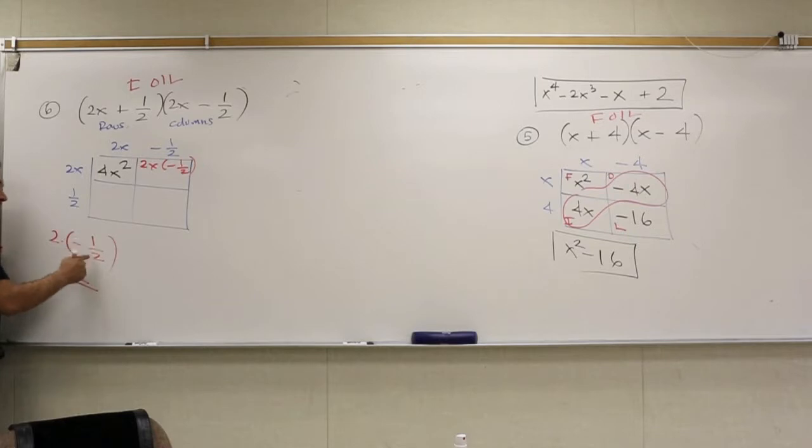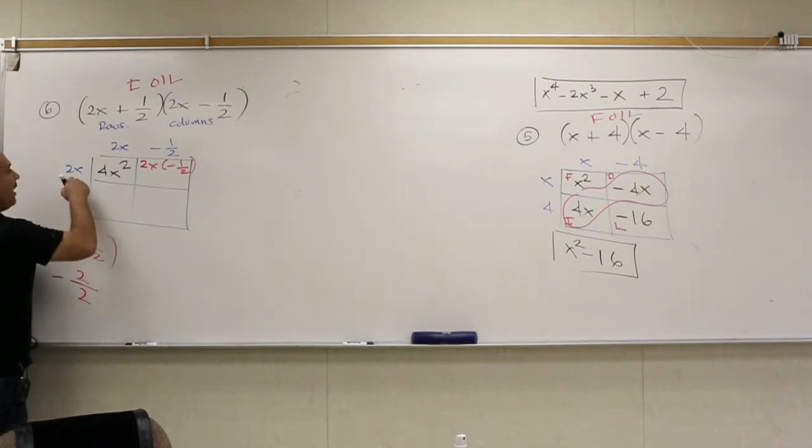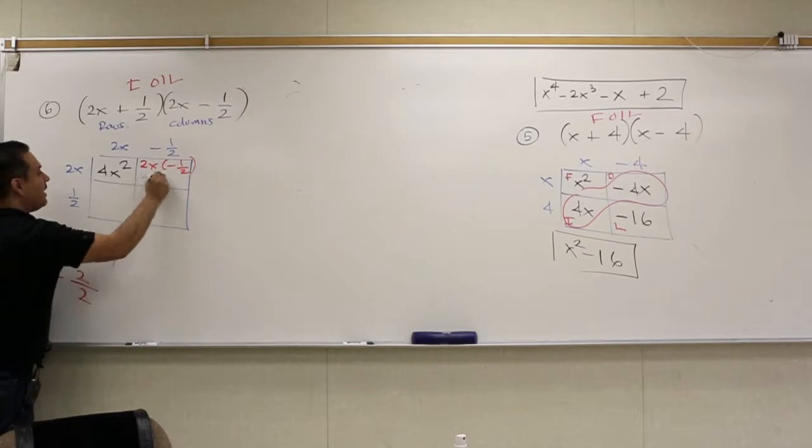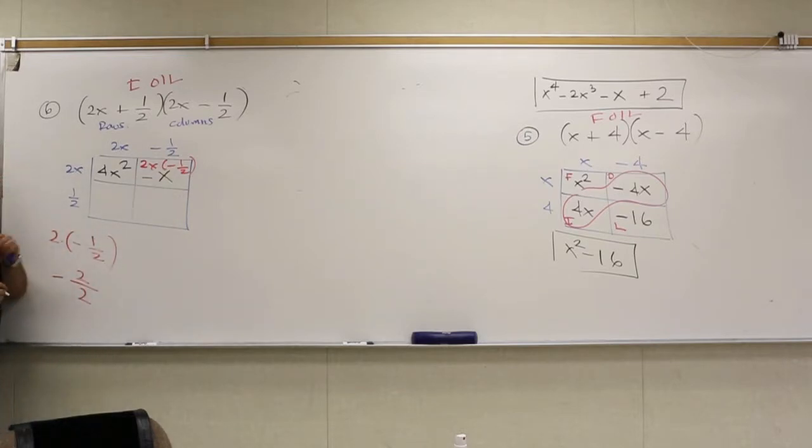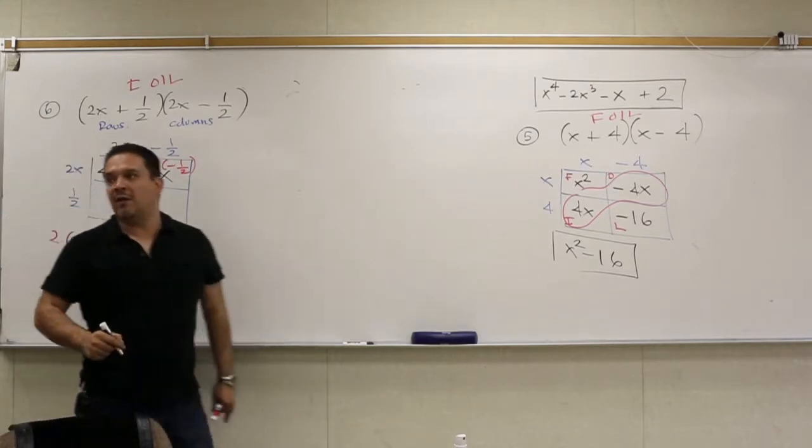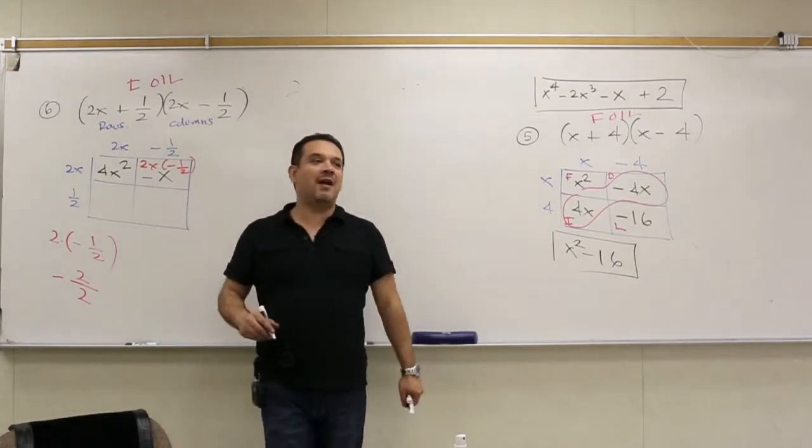Don't forget you're dividing by what? 2. So what's 2 over 2? That's 1. So what I'm saying is that 2x times negative 1/2 is simply negative x. That number is a negative 1. You okay with this? Be careful.